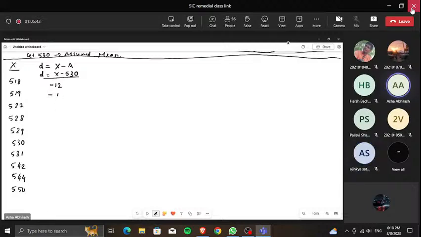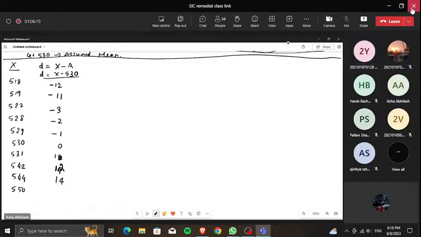Minus 11. Yes. 527 minus 530, minus 3. 528 minus 530, minus 2. Then 0, then 1. Then 12, 14. Then 20. I have missed one here. This is 1, then 12, then 14, then 20. What is the summation?